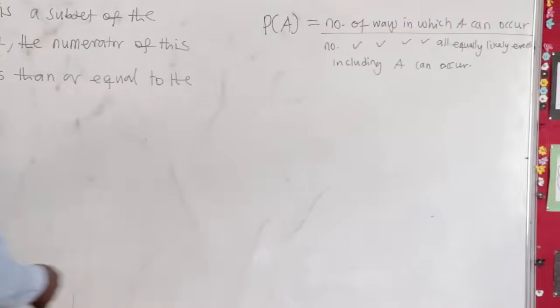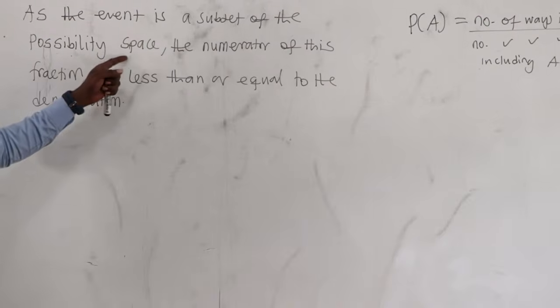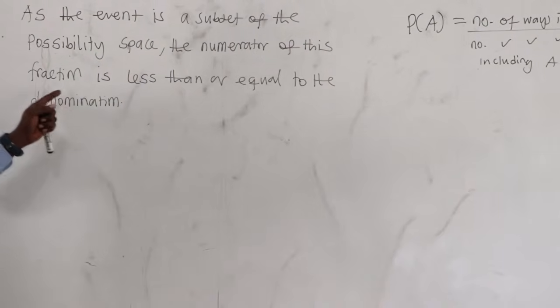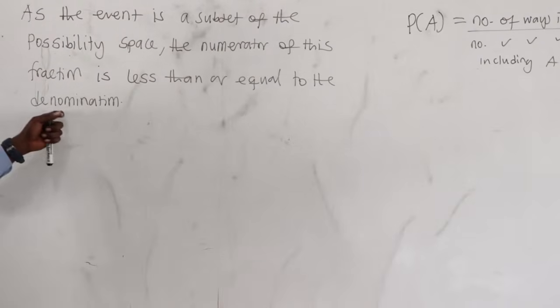Now, we know that the number of ways in which A can happen is a subset of the sample space. That is, as the event is a subset of the possibilities or the sample space, the numerator of this fraction is less than or equal to the denominator.